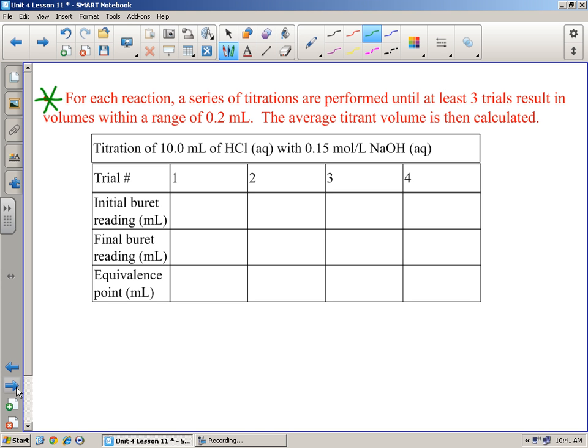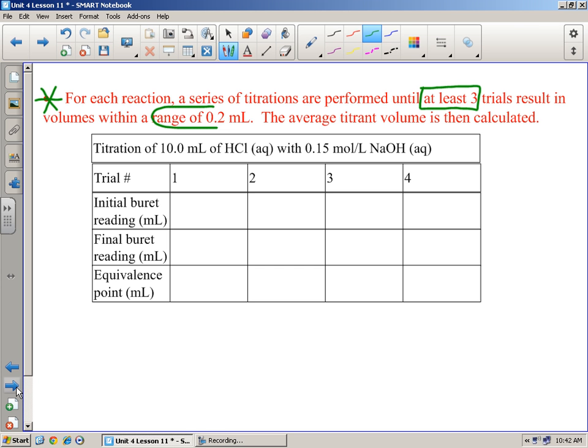For each reaction, you need to do a series of trials or a series of experiments. We have to make sure that we're being accurate with this. So for that to be required, we usually take a minimum of 3 trials or 3 observations or 3 experiments.